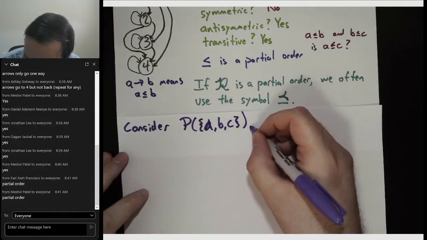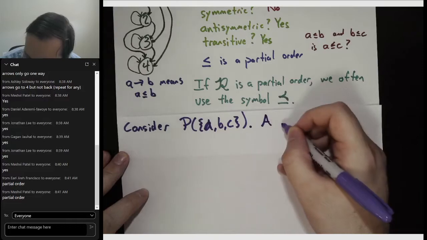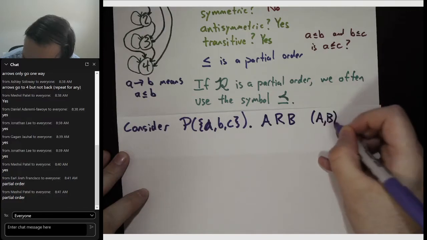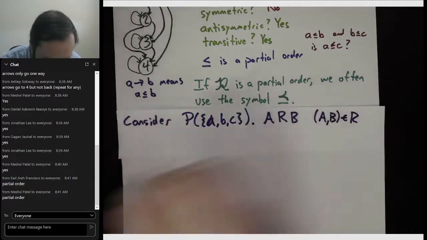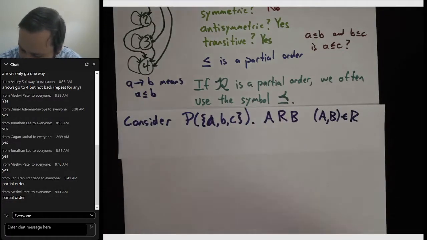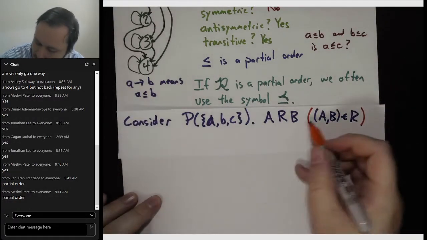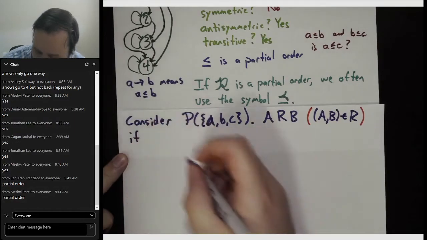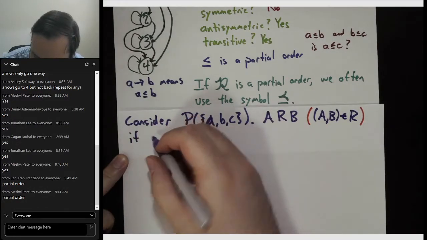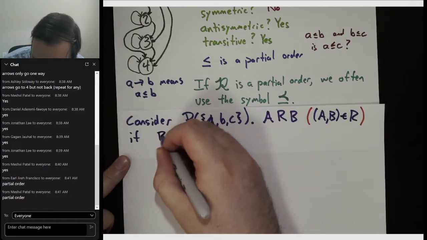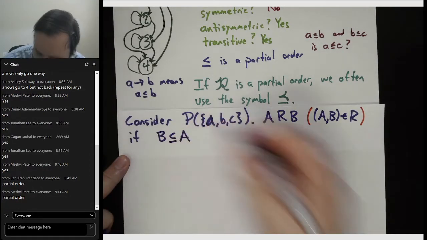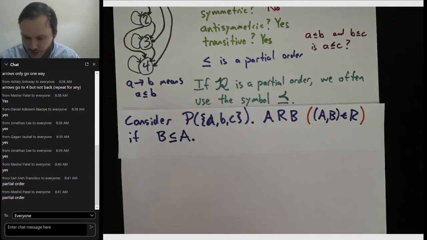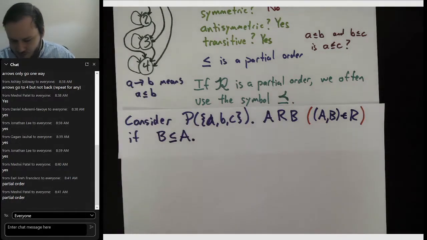And I'm going to say A is related to B. It's the same thing as A comma B is in my relation. ARB is just another way of writing A comma B is in our relation, if B is a subset of A. Okay. So let's draw the digraph diagram for this as well.